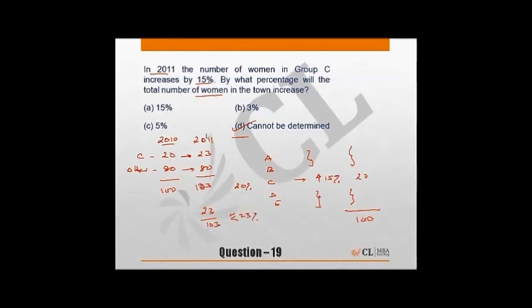So in this question, we do not know what happens to the share of other groups, hence it is insufficient data. Had the question given us some inputs on each one of them, we would have then been able to solve that question also.